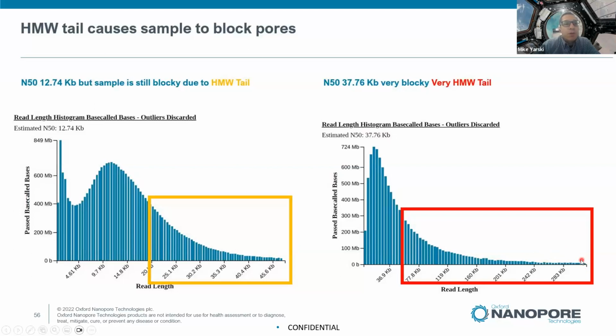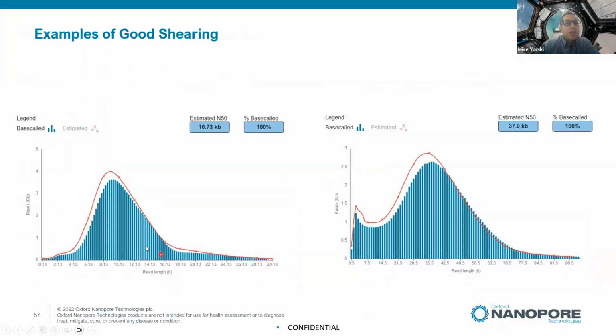What you really want to look for in your shearing profiles is something like this, where we got this nice shearing from a Megaruptor, where we have no low molecular weight tails, and we don't have that long of a tail out front. So something like this will give you the maximum output. And I'll show you some run reports on this.